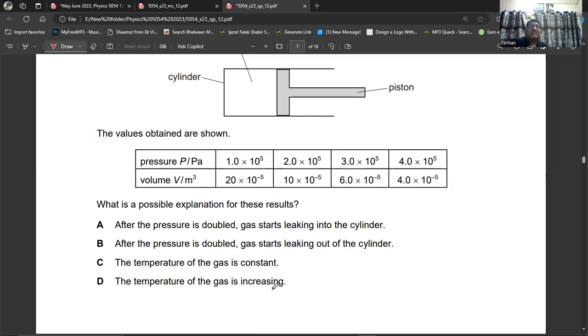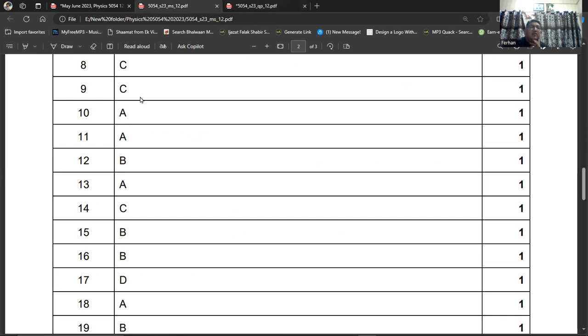The temperature of the gas is increasing. No, that is not true. If the temperature of the gas has increased, then the volume will not decrease. Okay. So after the pressure is doubled, gas starts leaking out of the cylinder. That's why this volume is not that much, which it was supposed to be. So I think B looks the right answer to me.